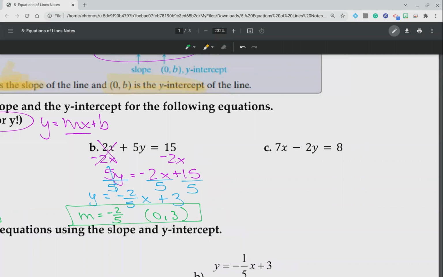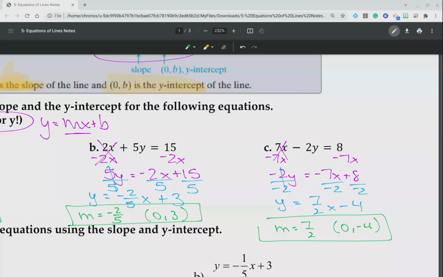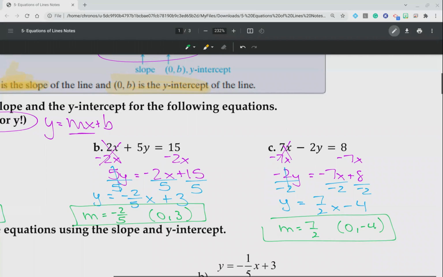All right, I would like you to go ahead and algebraically solve letter C to be y equals mx plus b, and then tell me what the slope and the y-intercept are. So you should have your slope as 7/2 and your y-intercept as 0, negative 4. If you did not, please go back, hit pause, and correct your mistake so you make sure you have accurate notes.